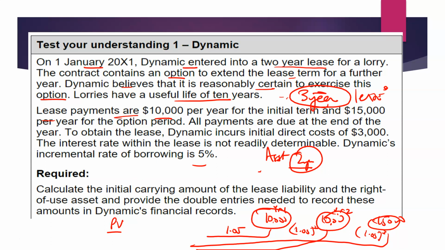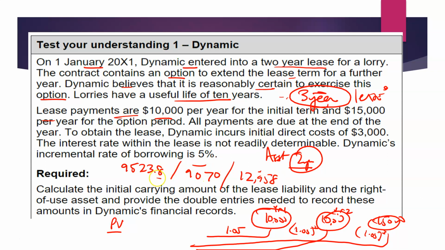10,000 divided by 1.05 is 9523.8 for year one. For year two, I have 10,000 divided by 1.05 divided by 1.05, and here I have 9070. And here I have 15,000 divided by 1.05 divided by 1.05 divided by 1.05, and here I have 12,958, rounding that up.